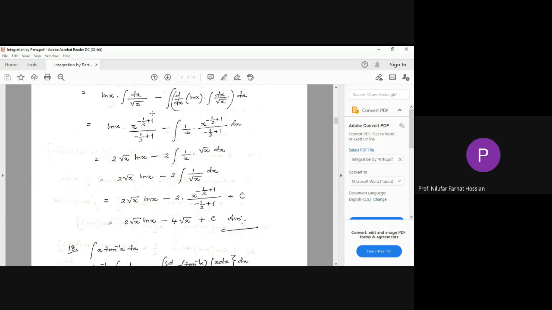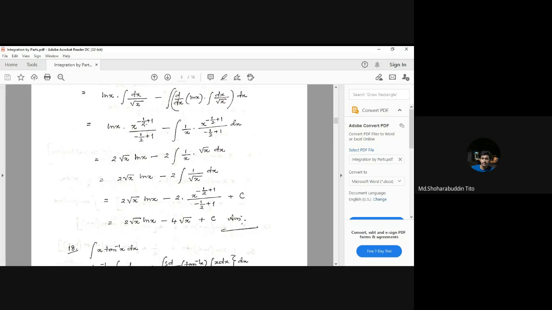Tell me, 1 by root over x means what? Very simple algebra. 1 by root over x means 1 by x to the power half. And when you take this x to the power half from the lower part to the upper part, it will be x to the power minus half.